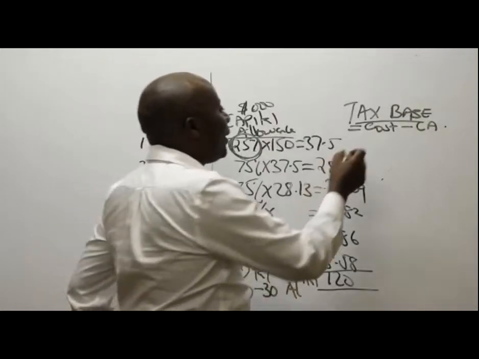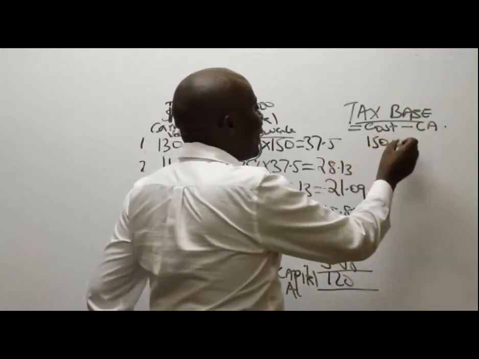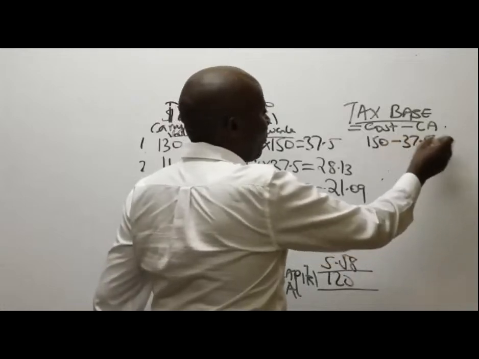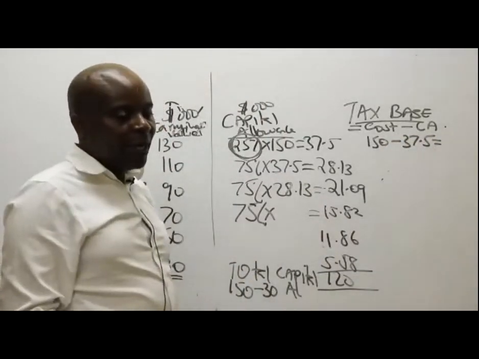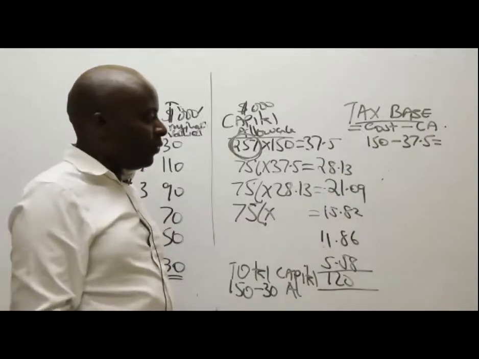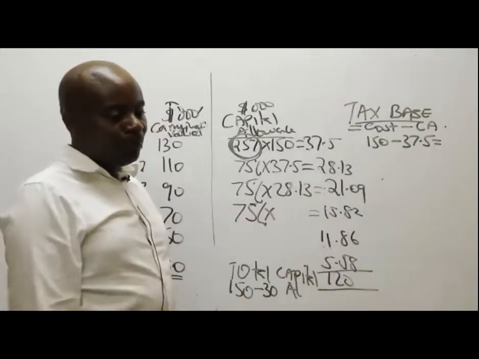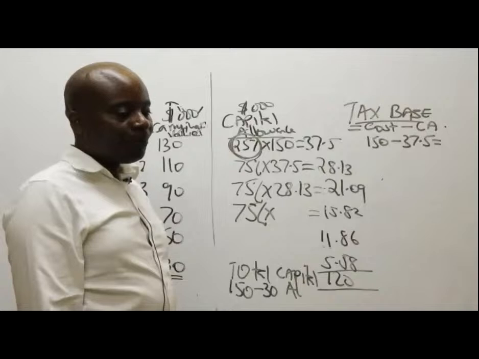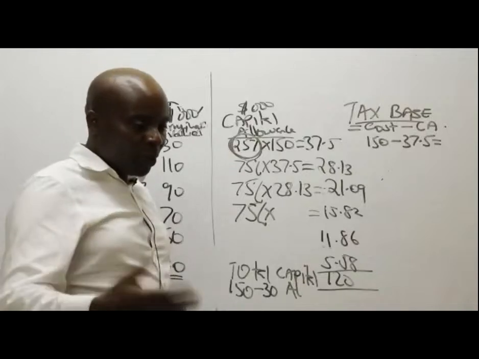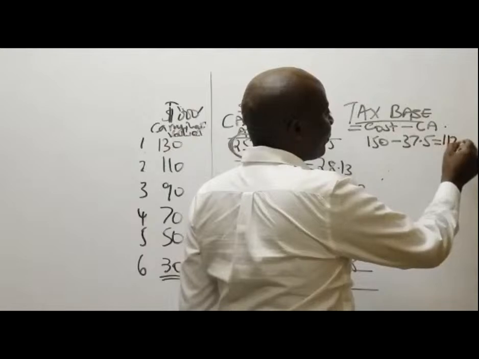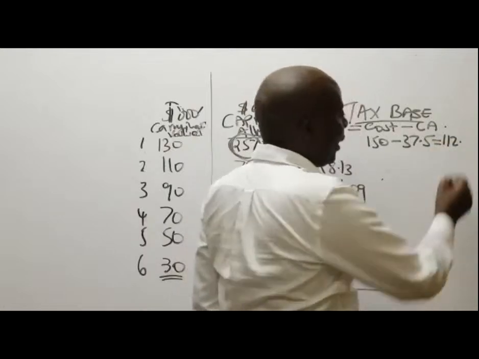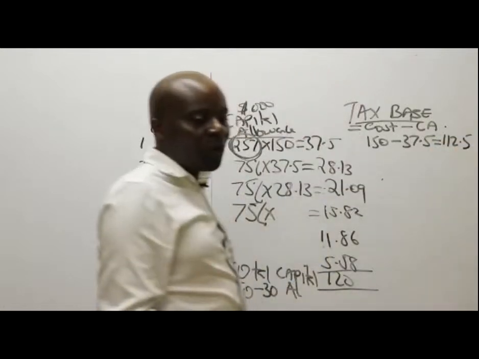Jen Rose says, teacher, it is 150 minus 37.5. So could you kindly give me these figures very fast? Now you're the ones doing these figures in slow motion. So she says it will be 112.5.